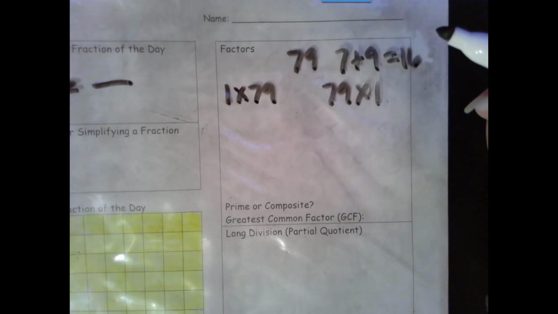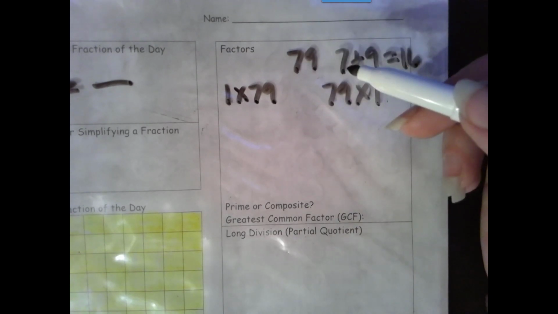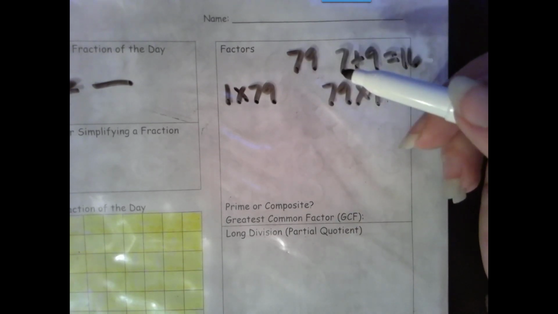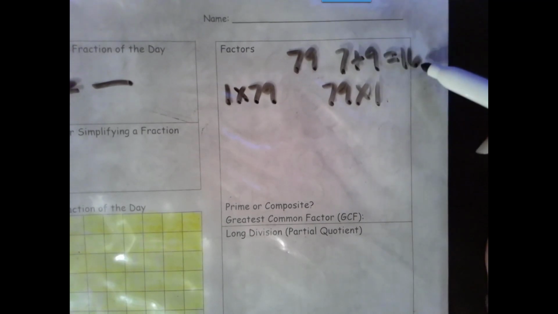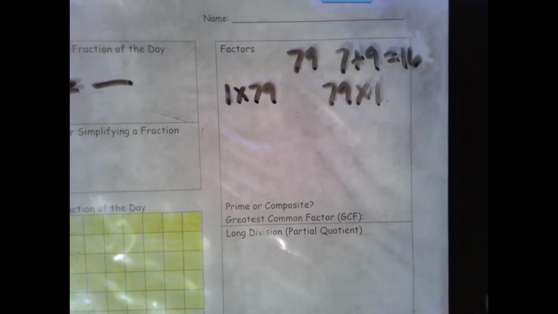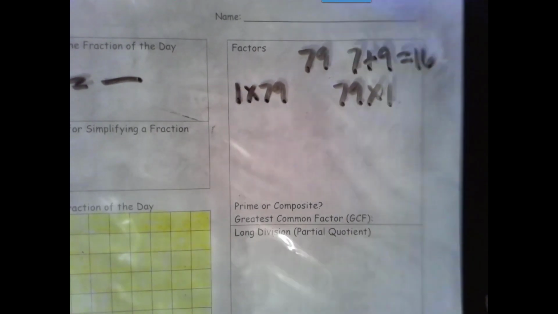We try 7. 7, 14, 21, 28, 35, 42, 49, 56, 63, 70, 77, 84. 79 is not in that list, so 7 is not a factor. We try 9. 9 has the same rule as 3. We add the digits together. I get 16. 16 is not a multiple of 9, so 9 is not a factor. We try 11. 11, 22, 33, 44, 55, 66, 77, 88. 79 is not in that list, so 11 is not a factor.